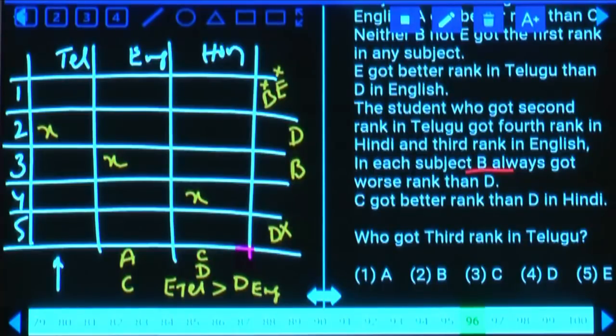Now B and E cannot be the first ranker in any one of these subjects. That means A, C and D must be the first rankers. As A, C and D are the first rankers, who can be X? Either B or E. Can A, C and D be X? No, because among these 3 persons, one will be at the first place. As that person is at the first place, no person can be repeated. Hence, A, C and D cannot be in the place of X.